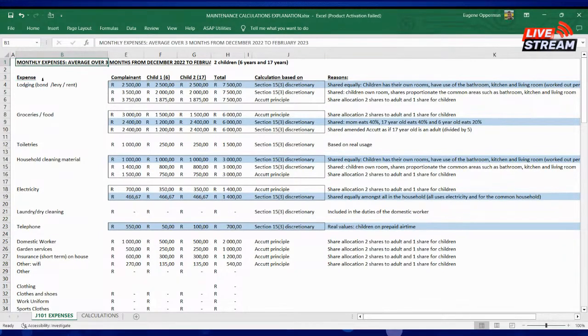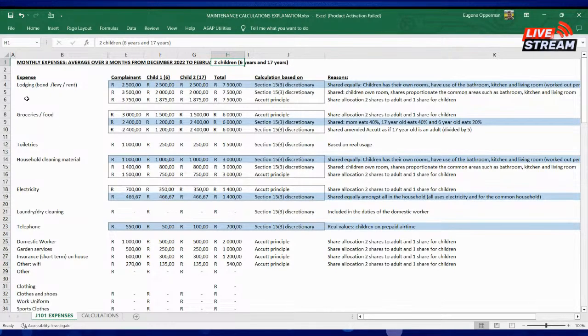But I make a note at the top to say that I've taken 3 months' expenses, the average over 3 months, for example, from December to January, to calculate these. This is based on the mother and 2 children, ages 6 years and 17 years old. This is just by way of example, so that you can see what I mean by how we can manipulate or change the figures to make it more clear and more reasonable and more fair.